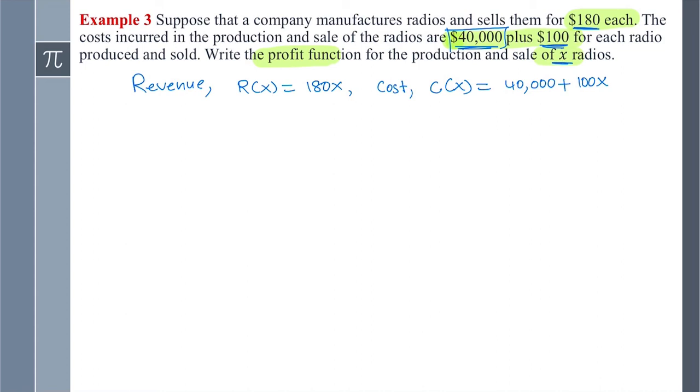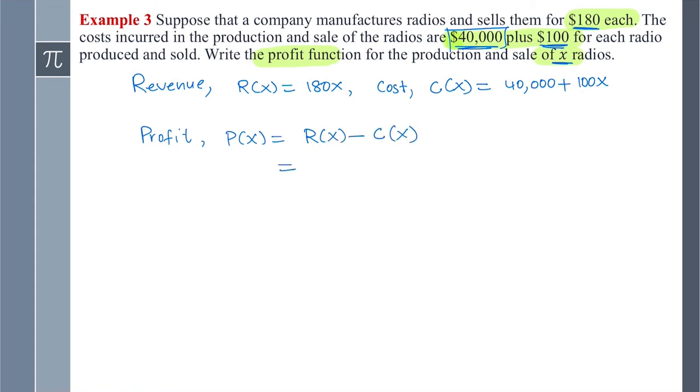Now we are asked to find the profit function. So the profit function, that's P of x equals, so profit means how much you get in revenue minus how much you spend on producing things, or the cost. So P of x equals R of x minus C of x.